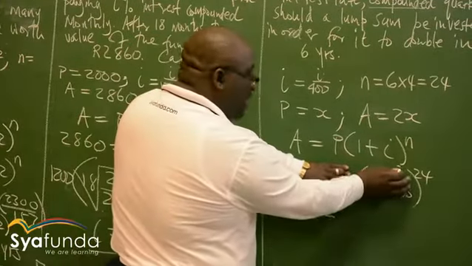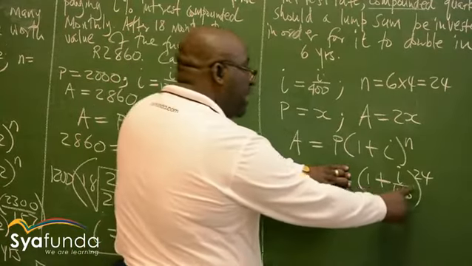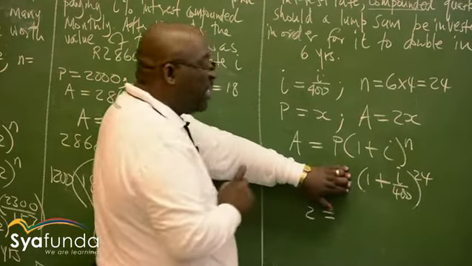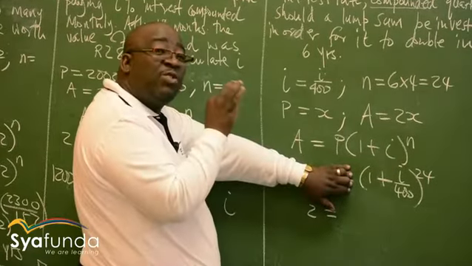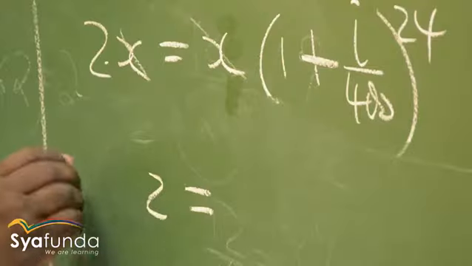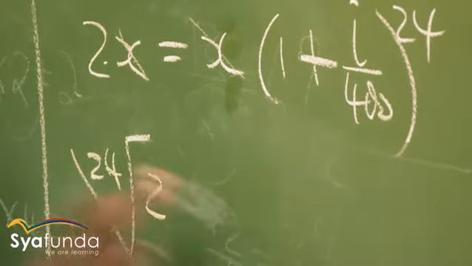Because this is in brackets, let me just start with something that is outside the brackets. In this particular case, it's raised to the exponent 24. How do I get rid of exponent 24? I find the 24th root of it. So this side, I've got to find the 24th root.